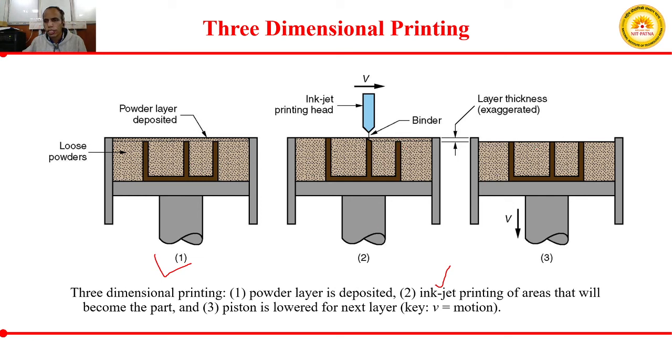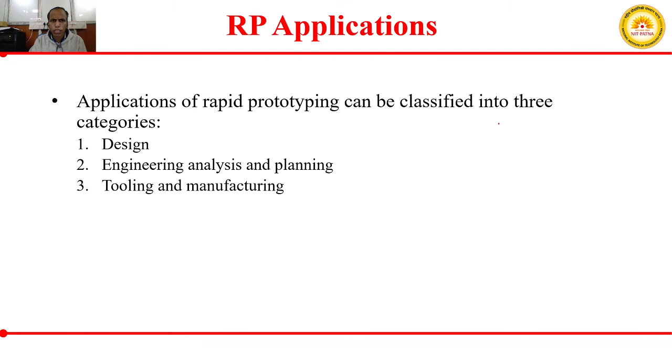Okay, then after that the base or platform is lowered by a height which is equal to your layer thickness. Okay, so this platform is lowered by a height which is equal to your layer thickness. You may call it delta T.